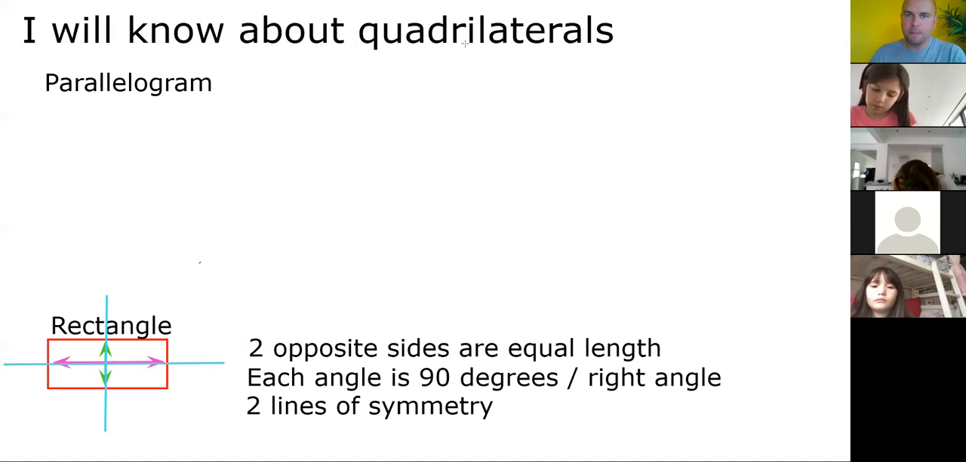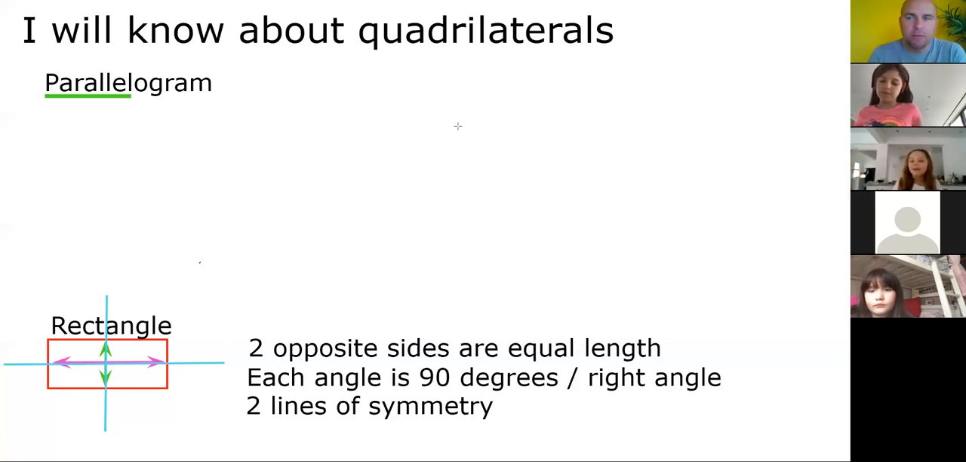Okay, so, parallelograms. What do we know about parallelograms? Well, the clue is in the first part of the word, parallel. Parallel means... what does it mean? It means 2 sides are the same and 1 side isn't the same. It's a parallelogram.